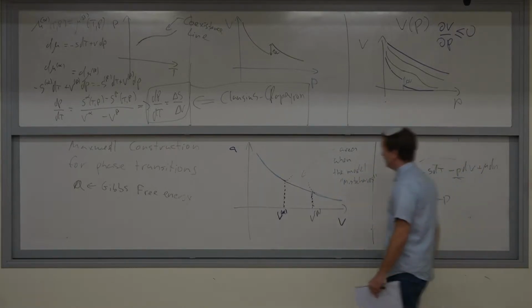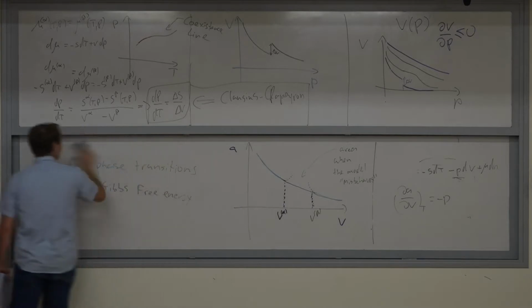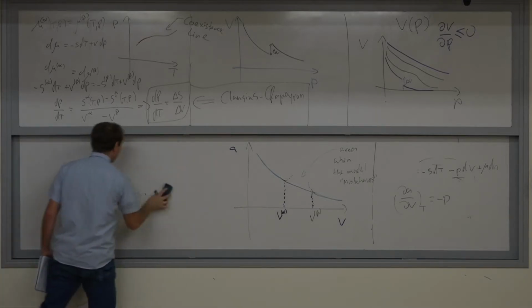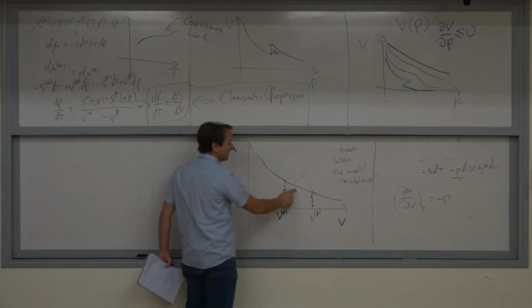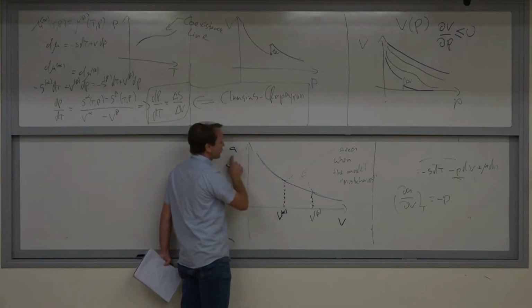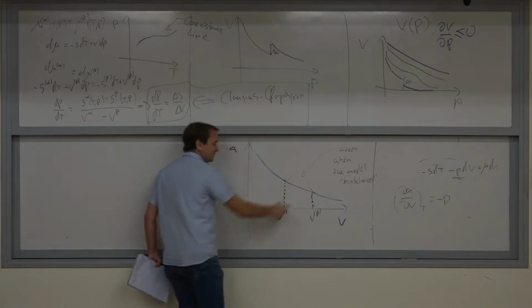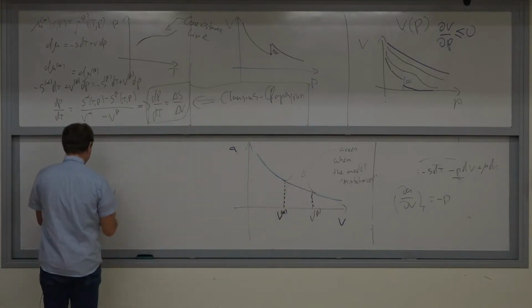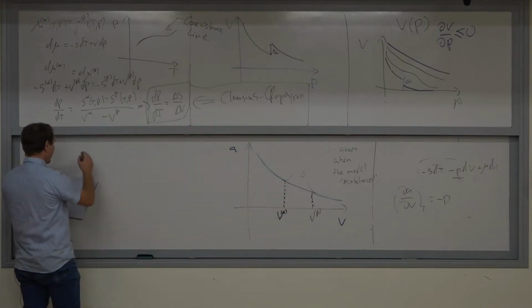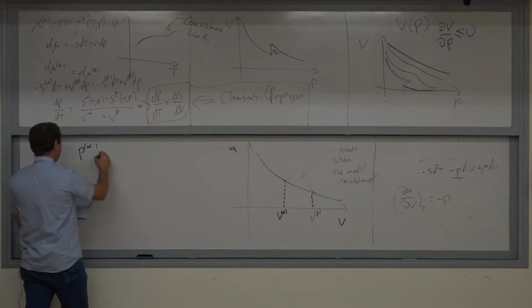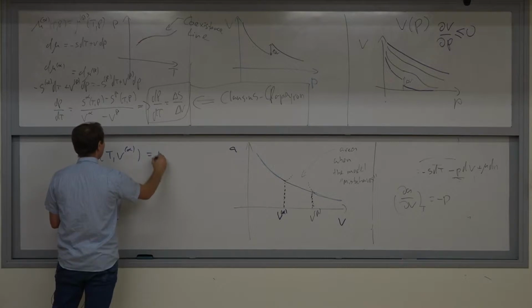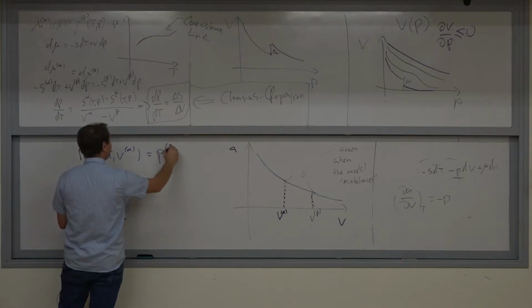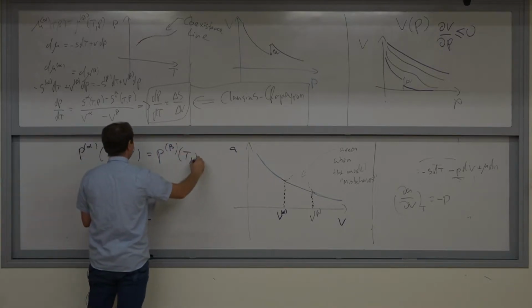Okay, I've already done it here. So let's see where it leads us. How can I now write the equation for A in this specific region? So I know that P of alpha at T and V alpha equals P of beta at T and V beta.